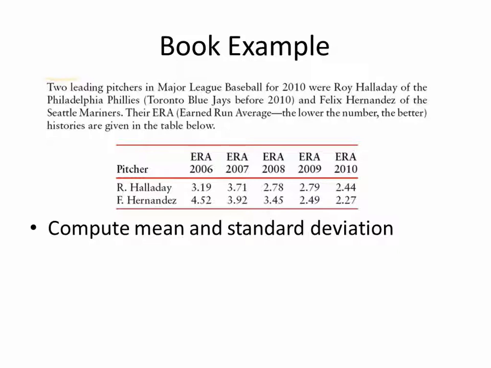Okay, so we add 4.52 to 3.92 to 3.45, 2.49 and 2.27. And when you do that, this mean is going to be 3.33.